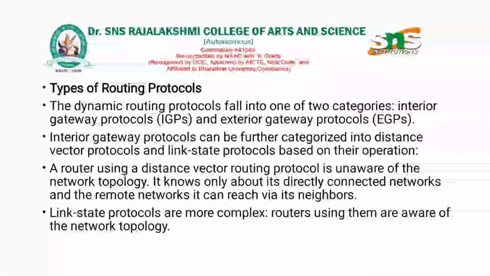There are types of routing protocols. It contains two categories of routing protocols: IGPs and EGPs, interior gateway protocols and exterior gateway protocols. The interior protocols can be further categorized into distance vector protocols and link state protocols based on their operations. A router using a distance vector routing protocol is unaware of the network topology. The link state protocols are more complex, and routers using them are aware of the network topology.